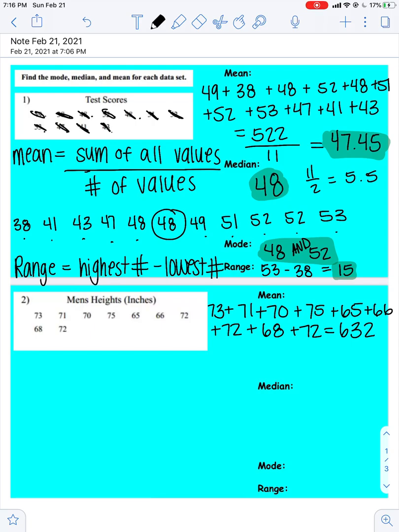And then we'll count the number of heights we have, which is 1, 2, 3, 4, 5, 6, 7, 8, 9. So we'll do 632 divided by 9, which will give us 70.22 inches after we round to 2 decimal places.